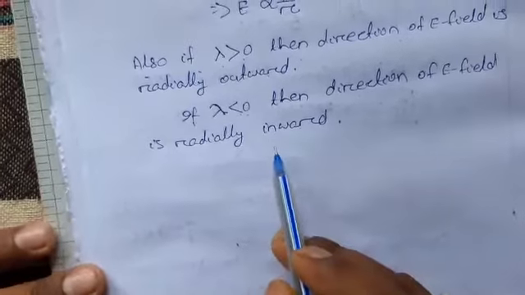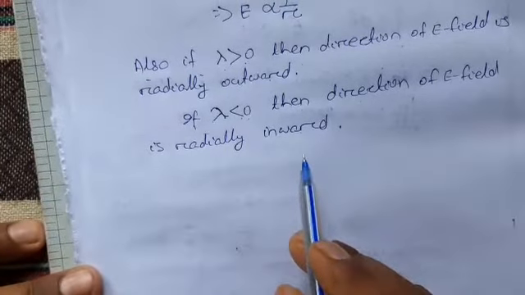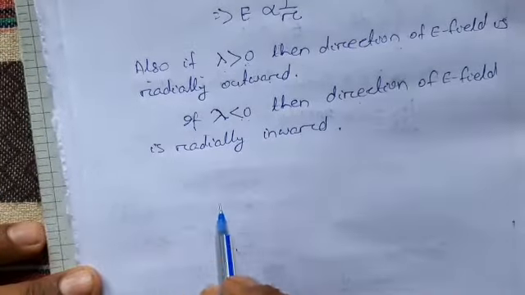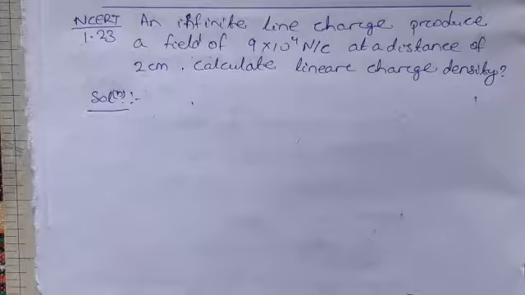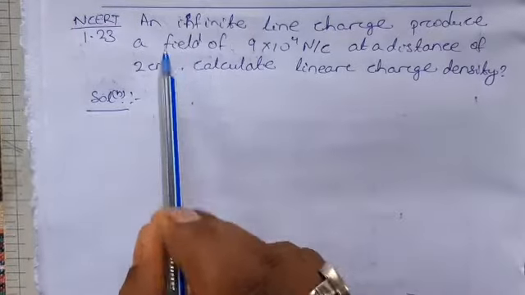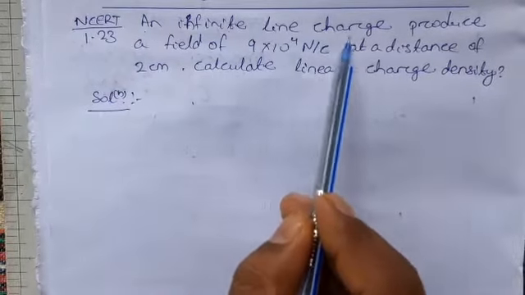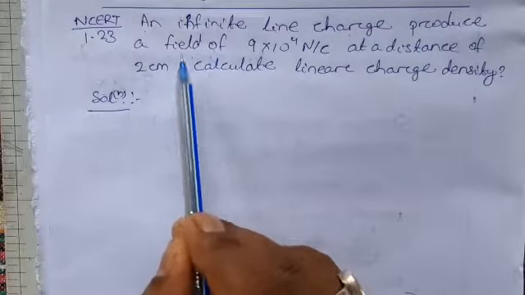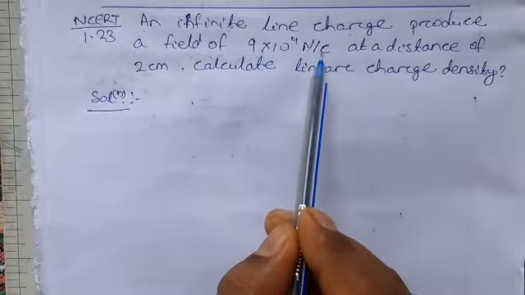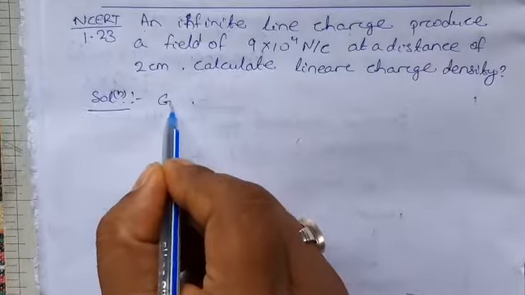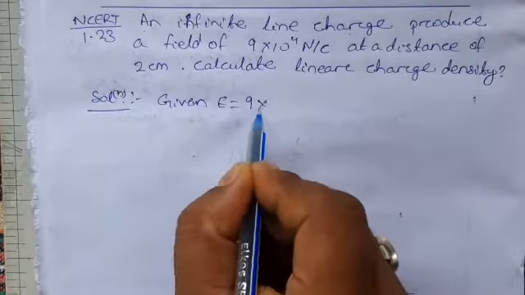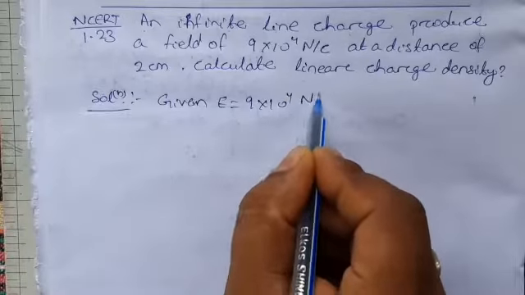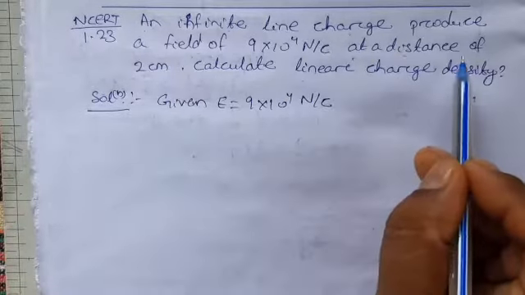This is all about the first application of Gauss law. Next we will discuss the problem of NCERT. So now we will discuss NCERT exercise problem 1.23 based on this application. So let's start the problem. An infinite line charge produces an electric field of 9 into 10 to the power 4 Newton per Coulomb. Given, E equal to 9 into 10 to the power 4 Newton per Coulomb at a distance of 2 cm.